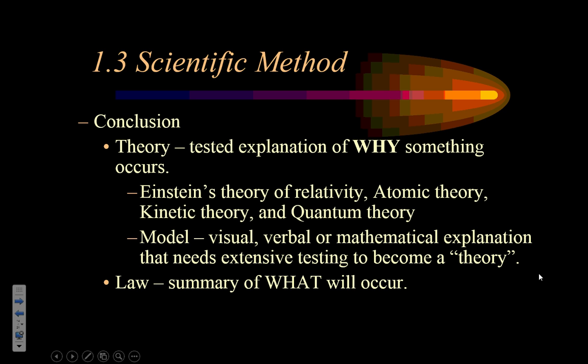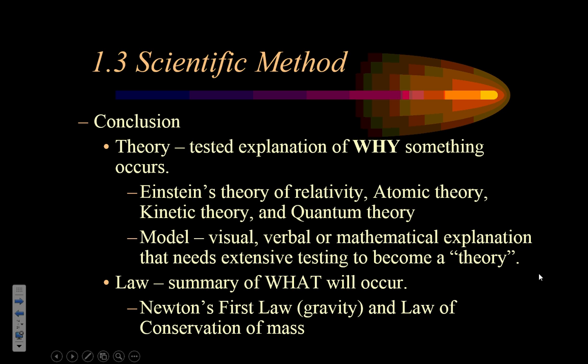Now, a law, on the other hand, is another valid type of conclusion, but a different type. If we're not explaining why, and we're just saying what is going to happen, then we have a law. Law ends in W; it's a what situation. It's a summary of what will occur. We're not really saying why, we're just saying it is going to occur. Newton's first law, which deals with gravity, is kind of what goes up must come down. I'm not really saying why it happens. I'm just saying if I throw something up in the air, it's going to come back down.